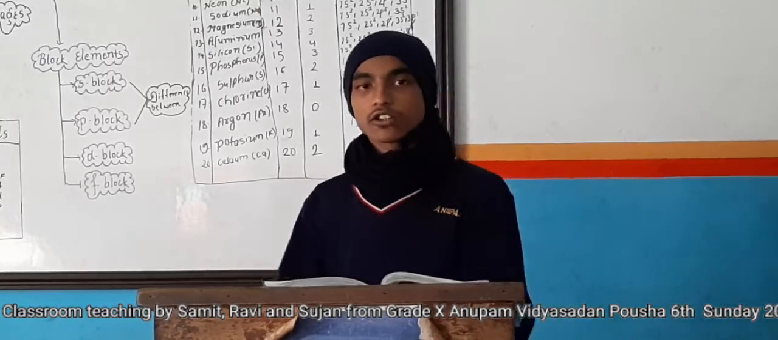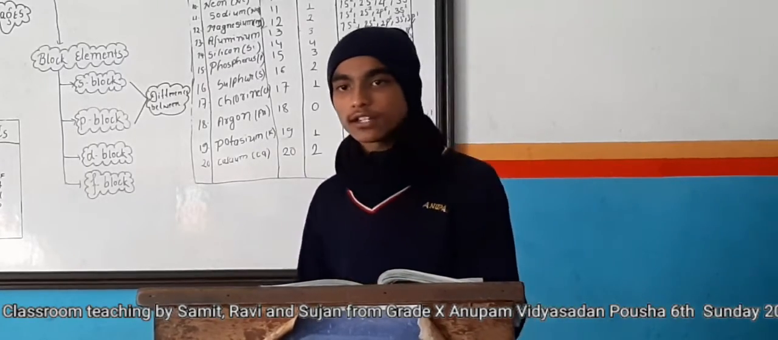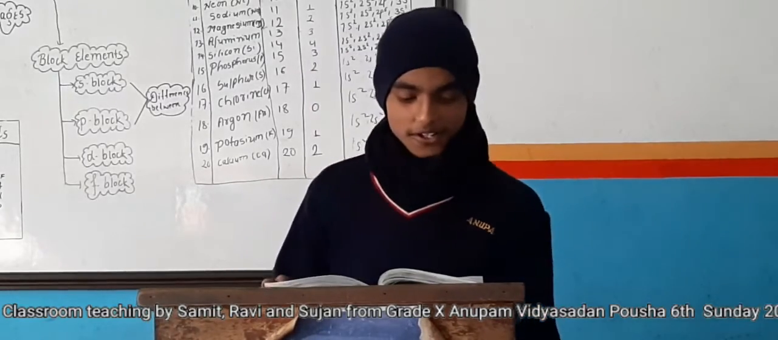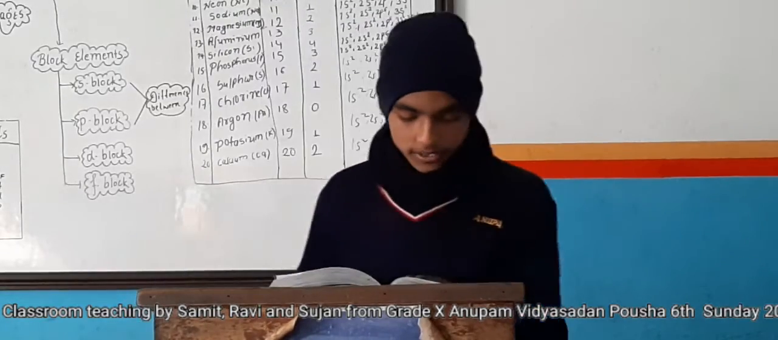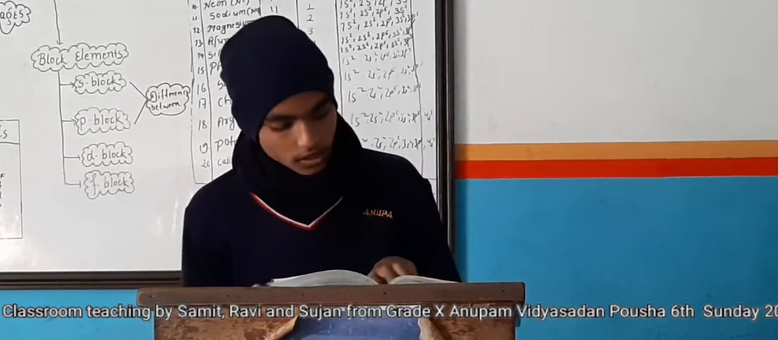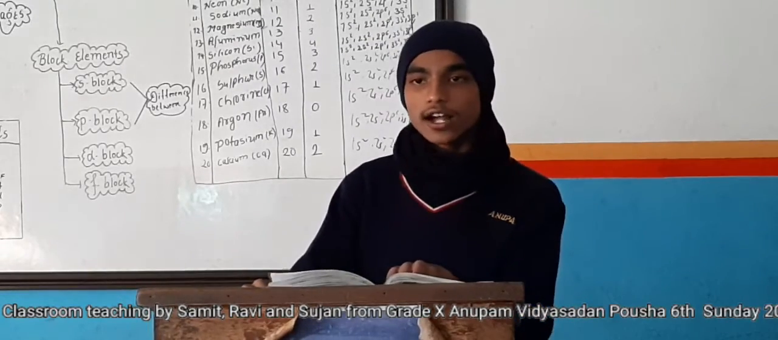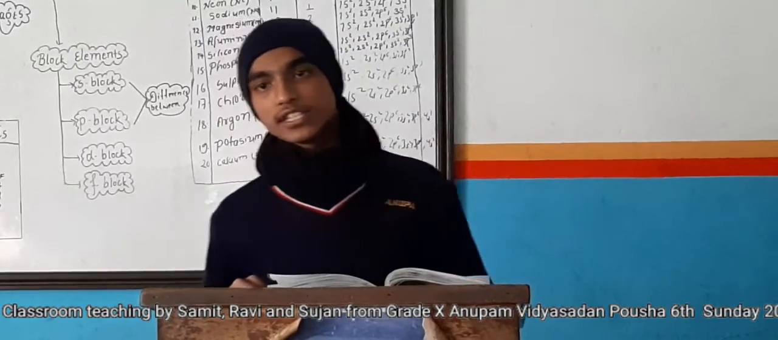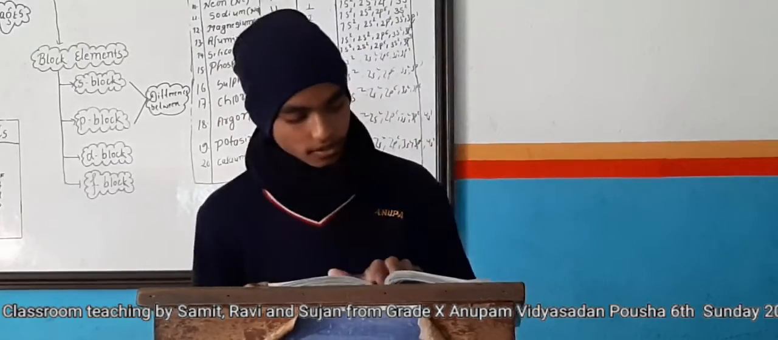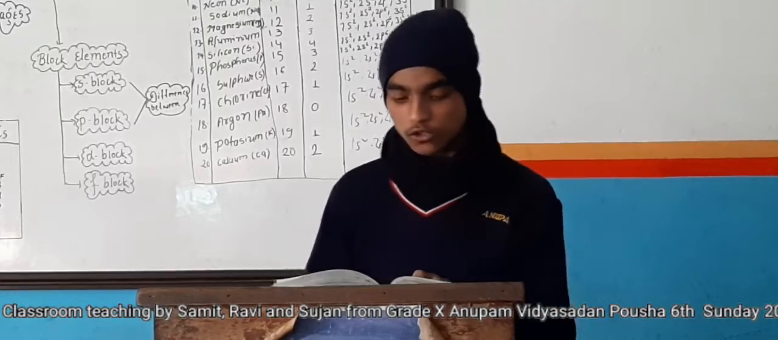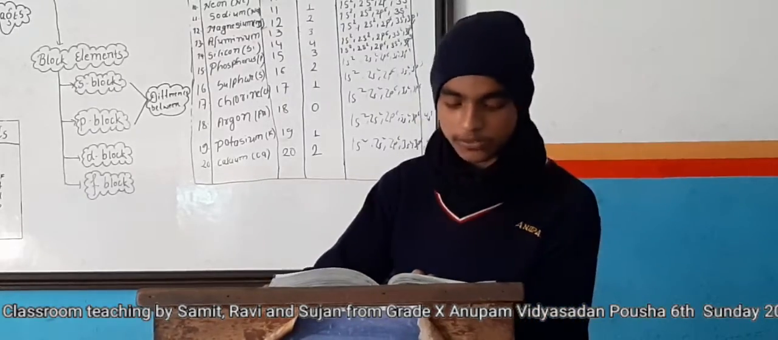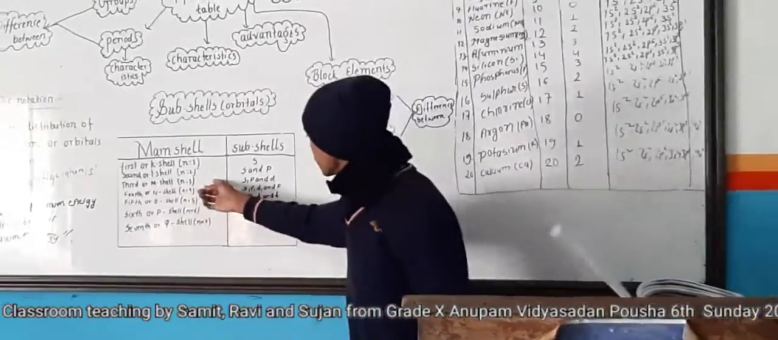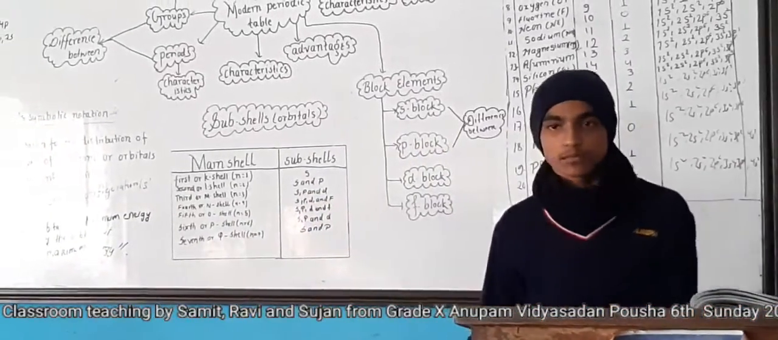The electronic configuration based on 2n square cannot explain the electronic configuration of all elements. All the subshells are represented by the letters S, P, D, and F. The maximum number of electrons in each subshell is given on the board. And main shell and subshell.